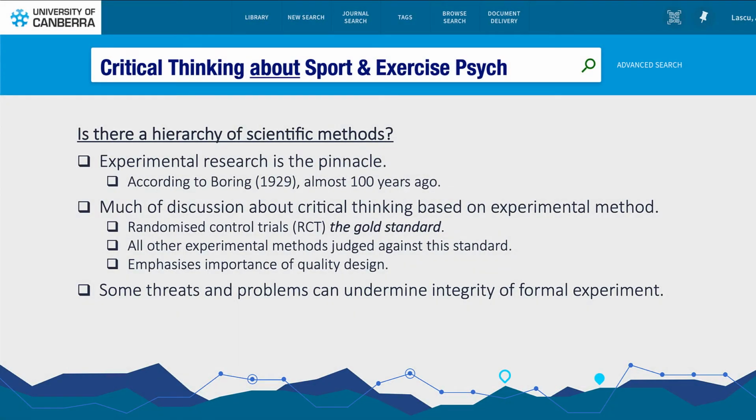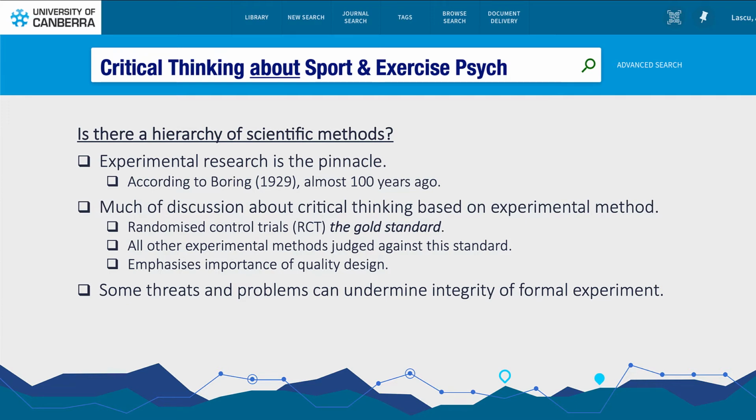A great place to start when critically thinking about sport and exercise psychology is whether there is a hierarchy of scientific methods. Now, there's always been a preference that experimental research is the pinnacle, and that's according to Boring in 1929, almost 100 years ago now. And much of the discussion about critical thinking is actually based on the experimental method. We had the randomized control trials as the gold standard, and all other experimental methods are judged against this standard.